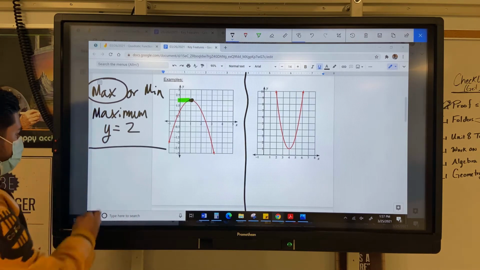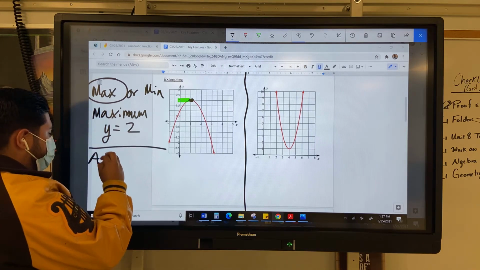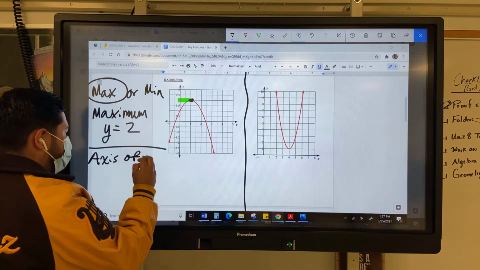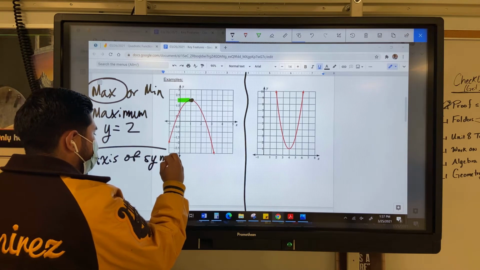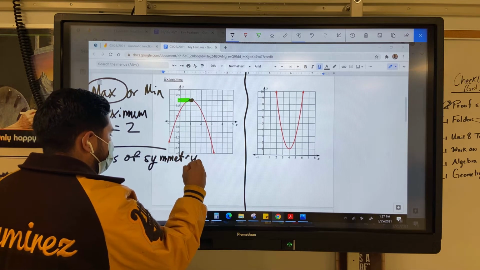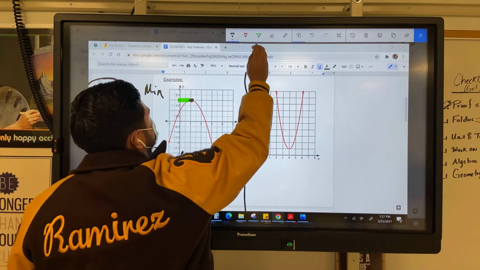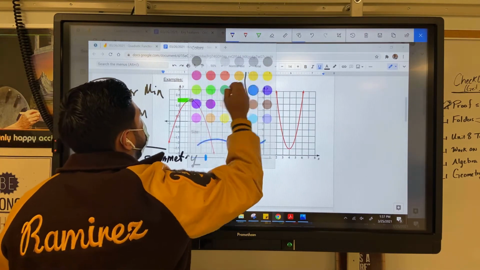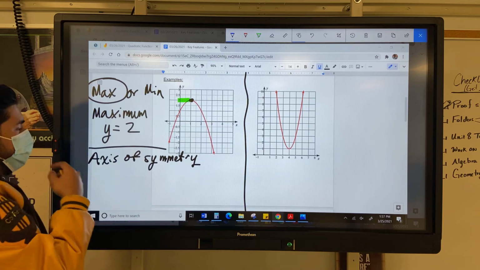Next, axis of symmetry. You know what? I should have done that in a different color. I'm sorry. I'll do this in red and blue right now. Okay.